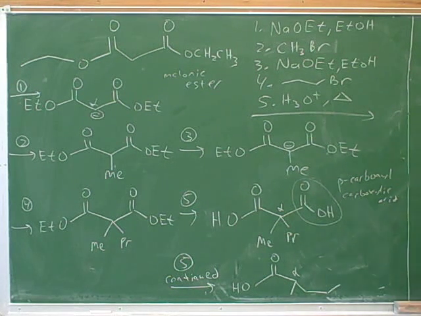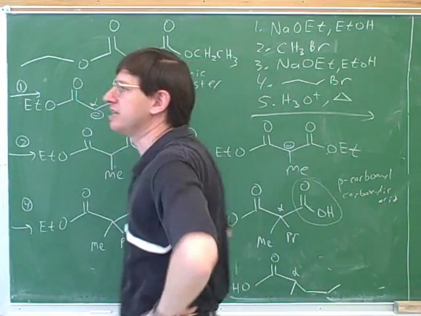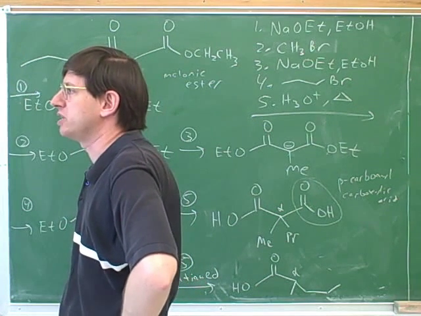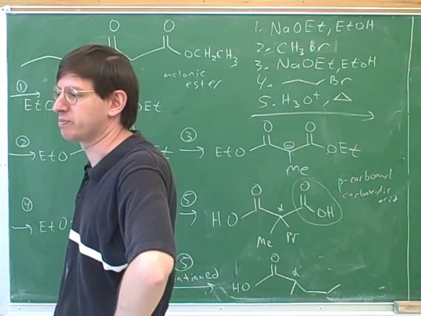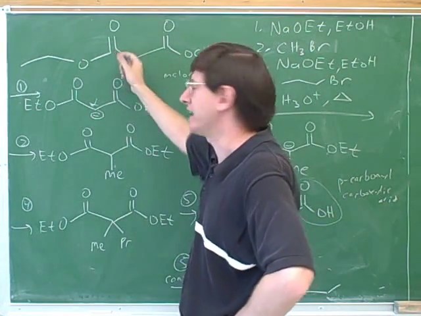That's right. So if these were both carboxyl groups, the common name for that would be malonic acid. The IUPAC name, I guess, would be propanedioic acid, but it's more commonly called malonic acid. All right. So this is an ester that's related to malonic acid.